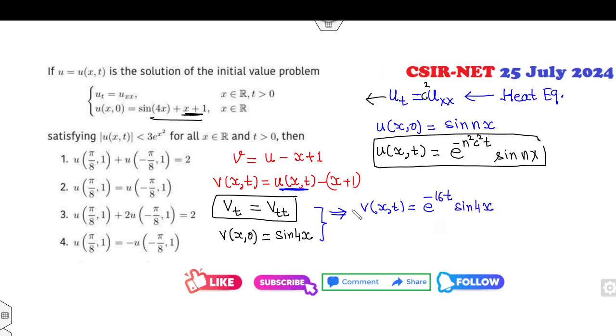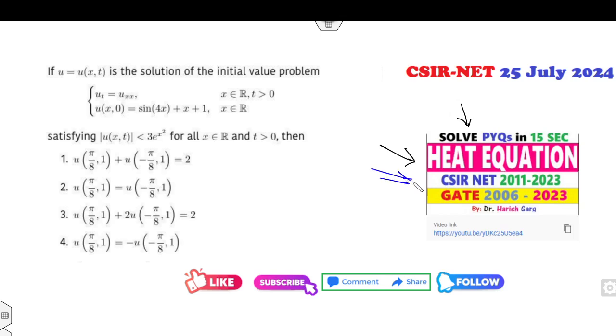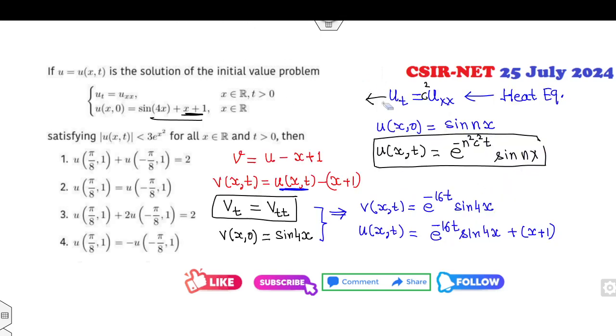So what is the solution of u of x comma t? That will be e raised to power minus 16t times v of x, t plus x plus 1. The similar kind of question I already explained and solved in my lecture on the heat equation. You must watch that lecture.